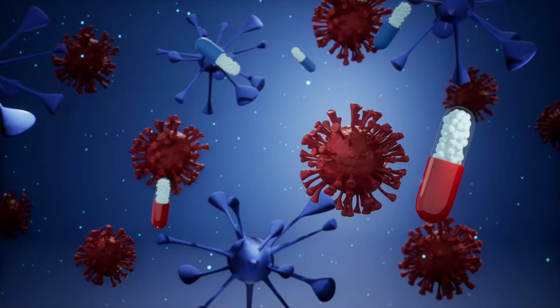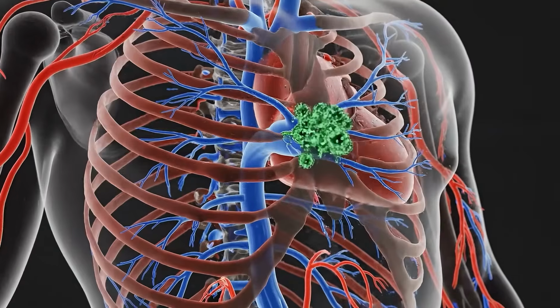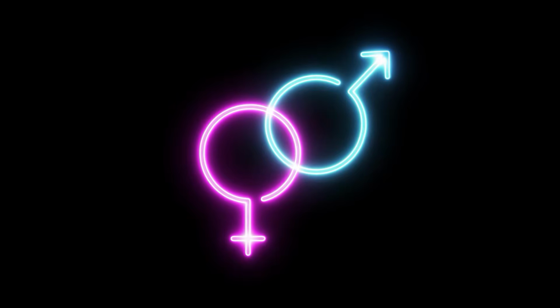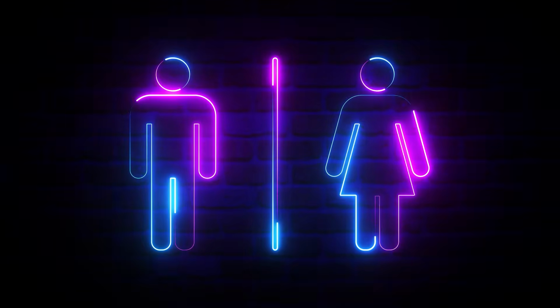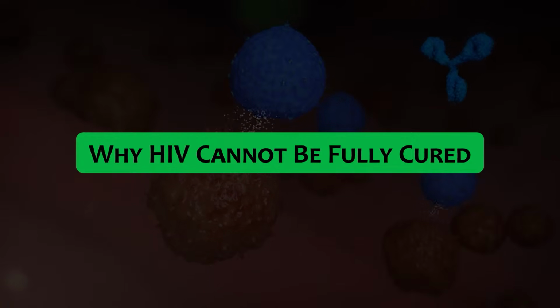When treated properly, people can live normal lifespans. The virus cannot progress to AIDS. The person cannot transmit HIV through sex. Undetectable equals untransmittable. Why HIV cannot be fully cured?